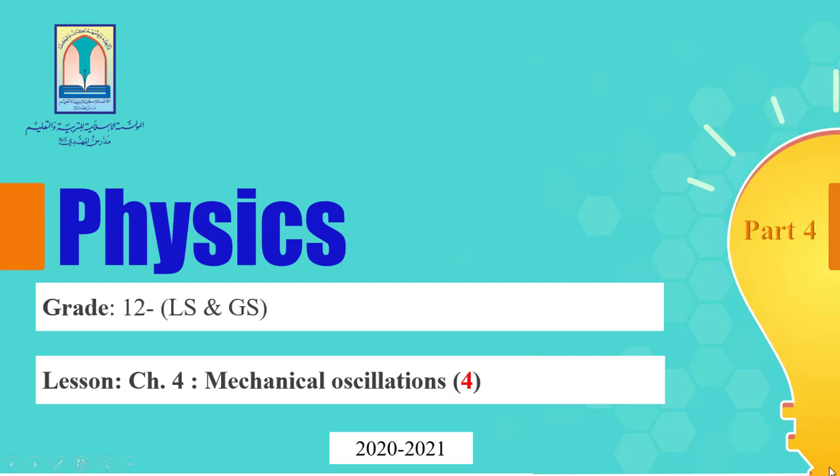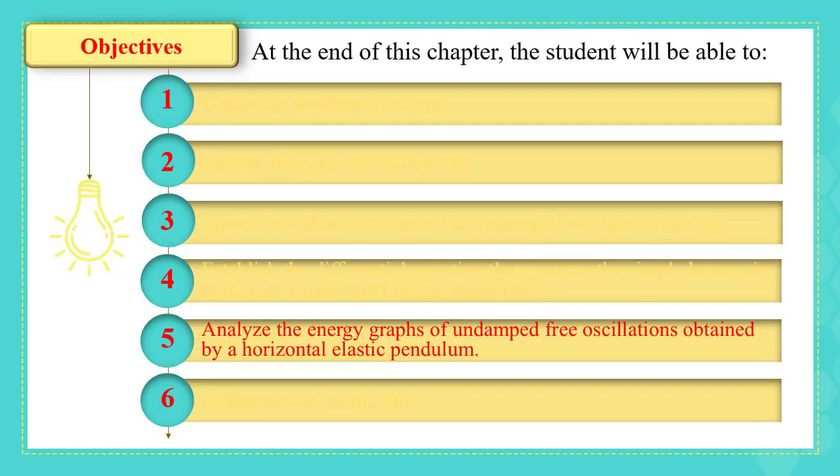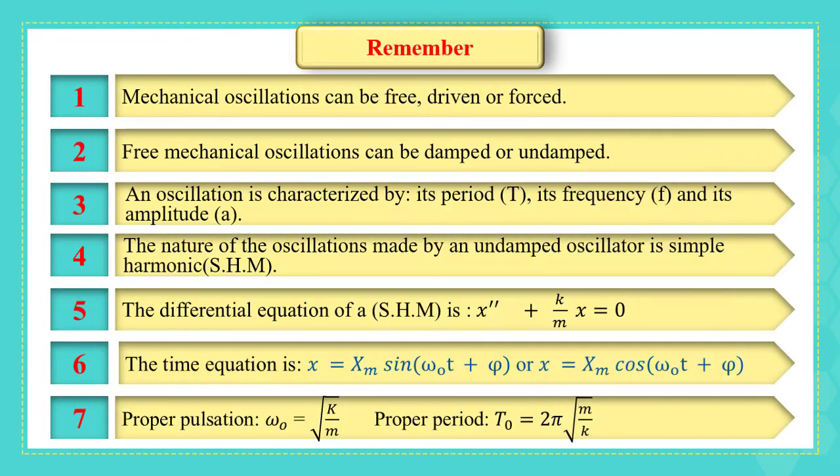This is the fourth part of mechanical oscillation. At the end of this part, you are going to be able to analyze the energy graphs of undamped free oscillations obtained by a horizontal elastic pendulum. You should remember the ideas that we have taken in the first three parts, especially that energy is constant, amplitude is constant, and the time equation is x equals xm sine(omega0 t plus phi).